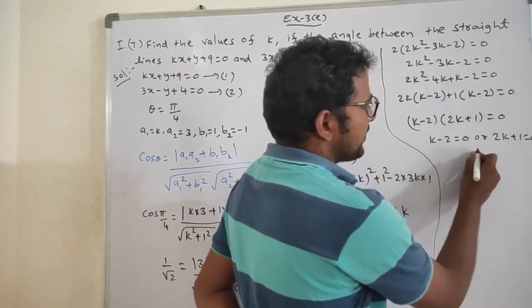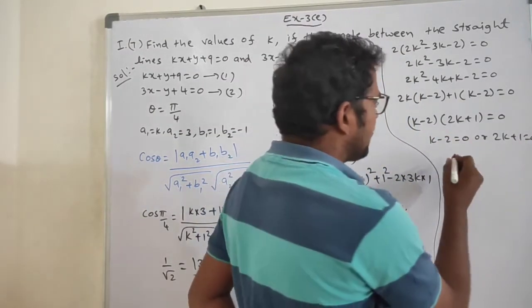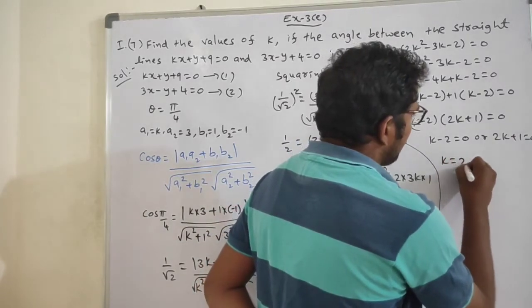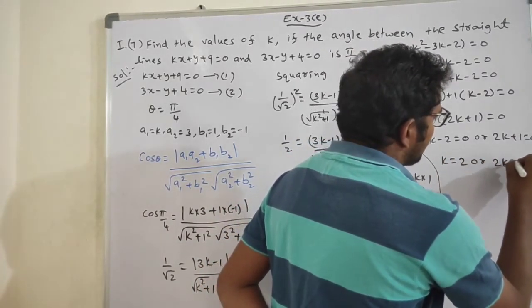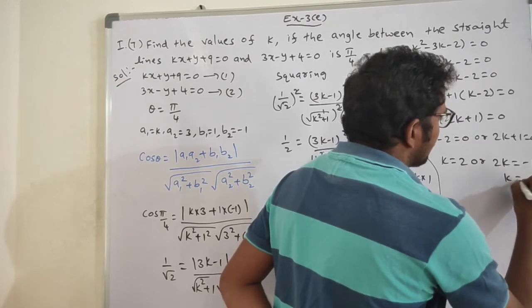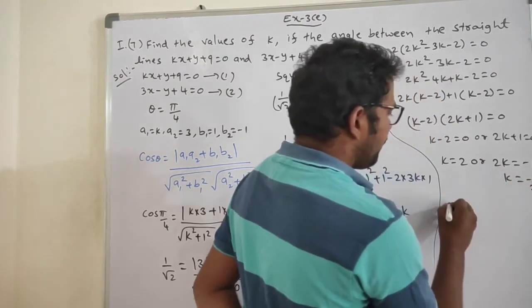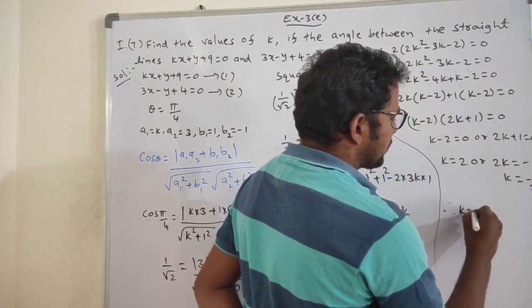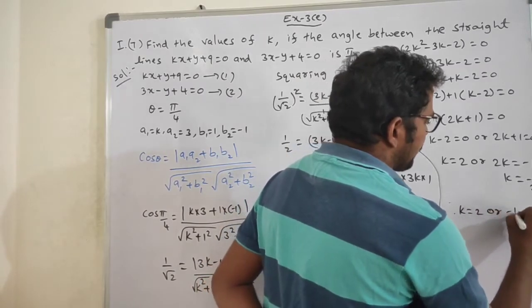Sending the 2 to the right side, minus 2 becomes plus 2. K is equal to 2, or 2k is equal to minus 1, so k is equal to minus 1 by 2. Therefore we get 2 k values. K is equal to 2 or minus 1 by 2.